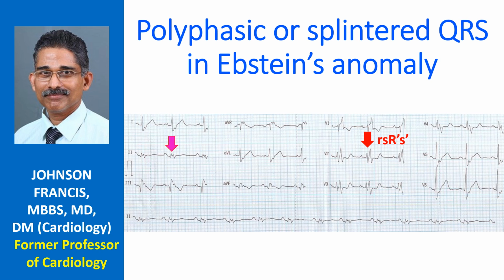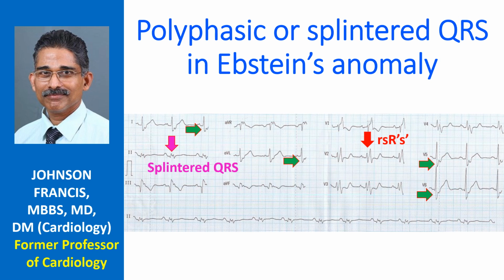Lead 2 shows multiple small deflections, that is splintered QRS. Slurred S wave in lateral leads also forms part of the IRBBB pattern. The duration of QRS has been linked to right ventricular enlargement and dysfunction in Ebstein's anomaly. A larger atrialized right ventricular volume has been noted in these cases.